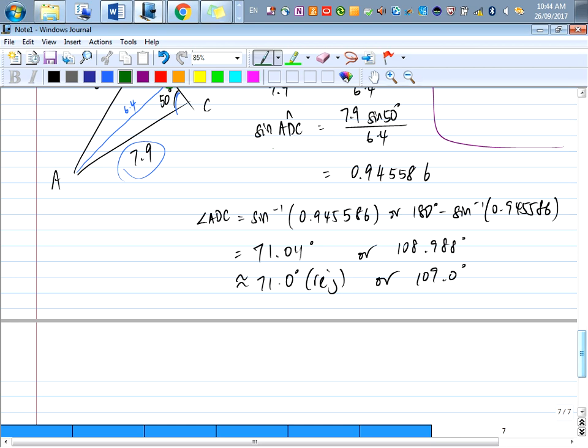So now I tell you, when sine of something is positive, you have 2 answers. When it is cosine of something positive, you only have 1 answer. When it's cosine of something negative, you also have only 1 answer. Sine positive always 2 answers. Okay, good luck, you learned something.